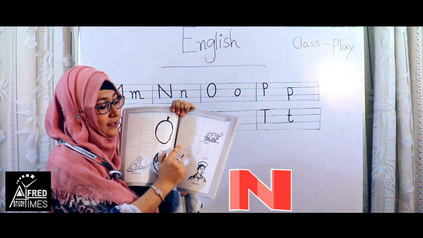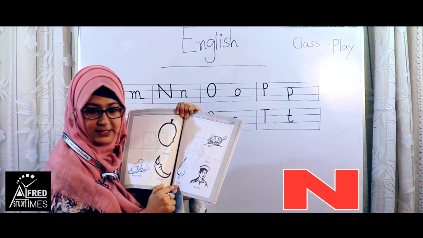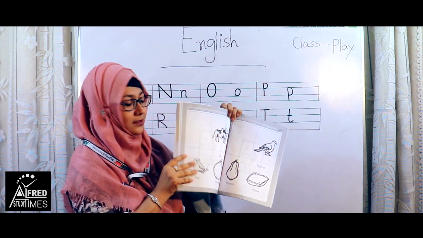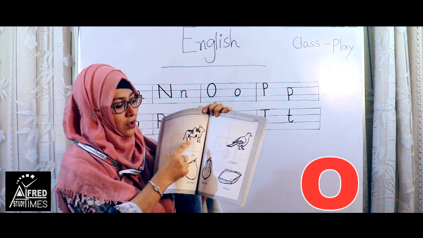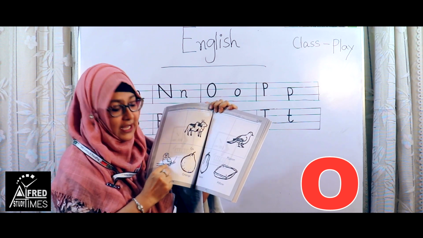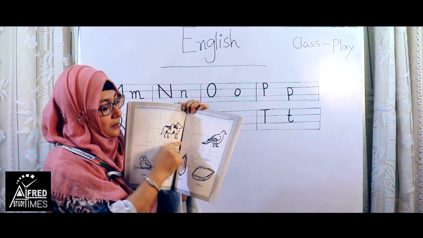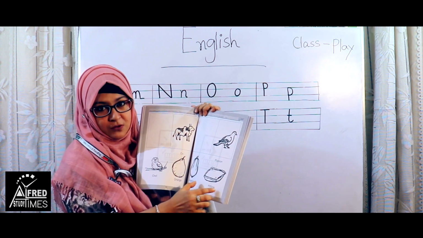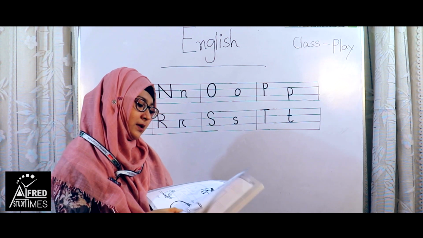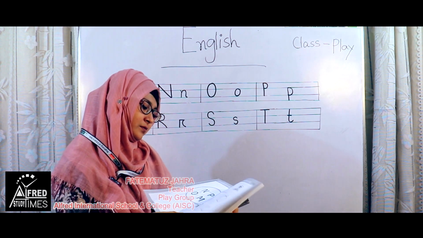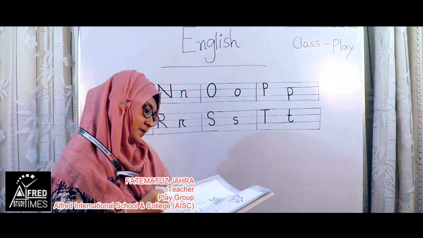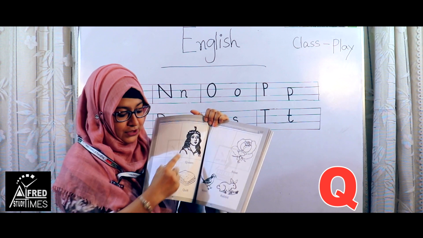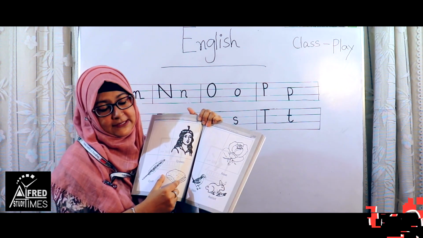Now N. N for nest, N for nose, and N for nurse. Now O. O for ox, O for owl, and O for orange. P. P for pigeon, P for papaya, and P for pillow. Now Q. Q for queen, Q for quill, and Q for quilt.